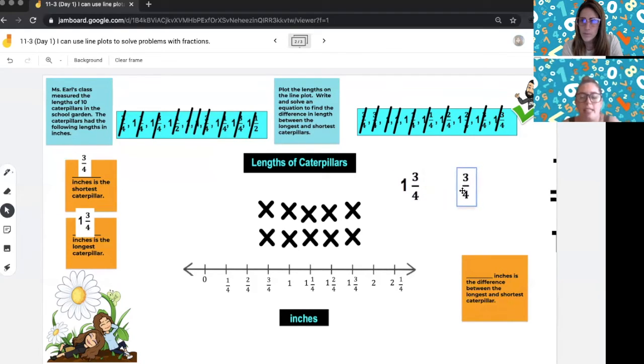And I know to find the difference, I have to use subtraction. So I'm going to subtract the length of the shortest caterpillar, which is 3/4 inches long. And that's going to leave me with 1 inch. 3/4 minus 3/4 is 0, and I have 1 whole left over. So 1 inch is the difference between the longest and shortest caterpillar. Great job. Let's try another one.